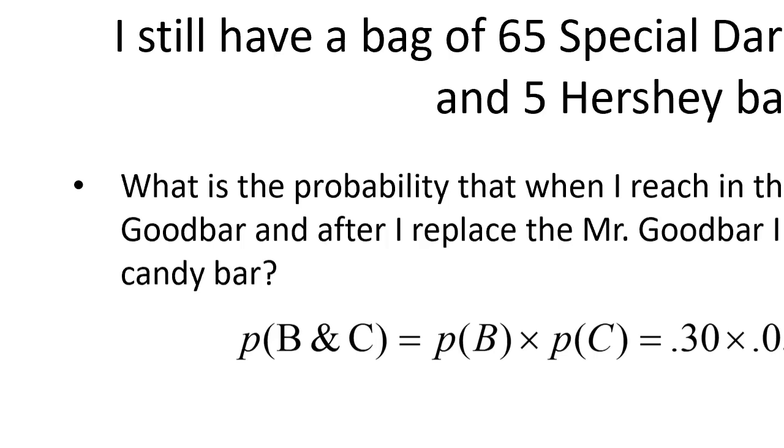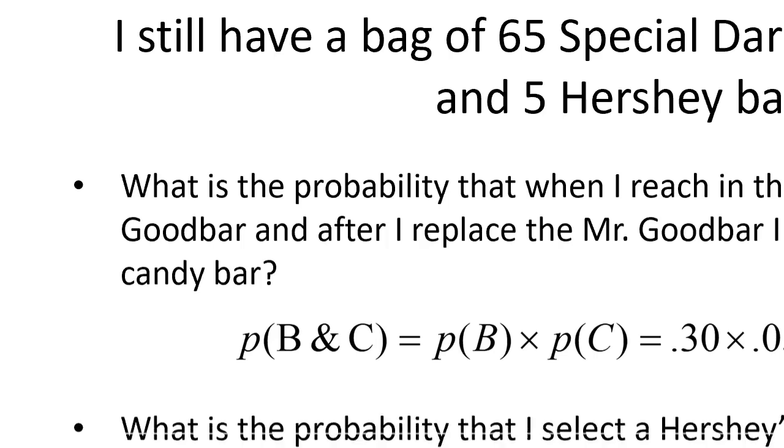So I would take the probability of selecting a Mr. Goodbar, which we determined was 0.3, and multiply it by the probability of selecting a Hershey's bar, which was 0.05. Multiply those two probabilities together, and we get 0.015. So a little bit more than 1% of the time that would happen.